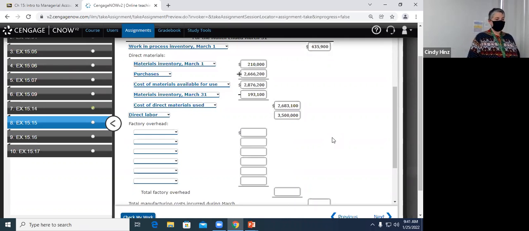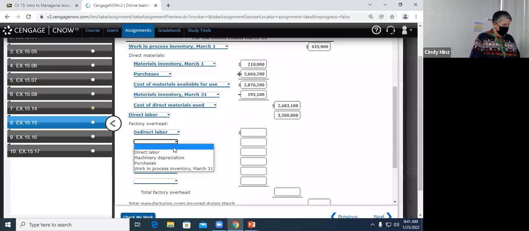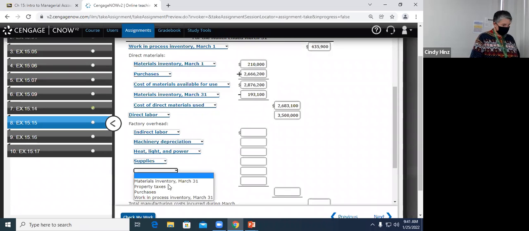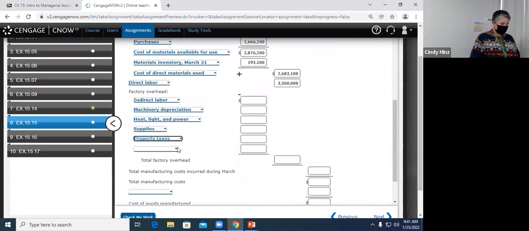The last piece we need to add, new costs incurred, are the factory overhead. For this exercise, they've given us a list. So you can just go down that list of factory overhead incurred during March and add those. Taxes, and the last one is miscellaneous. So we're just going to go down the list and add those pieces.